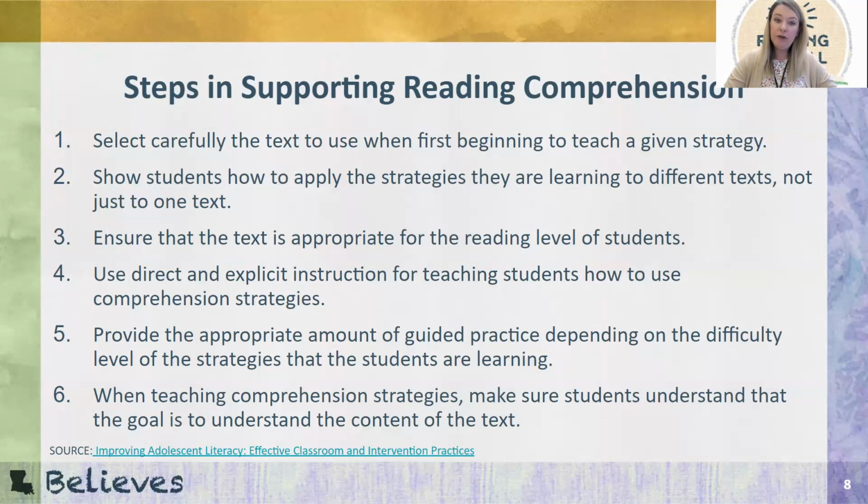But if they're not and they're a little bit lower, consider something on the same topic so you're also building background knowledge at the same time as teaching the strategy. Show students how to apply the strategies they are learning to different texts, not just one text. So for instance, in English language arts, there are going to be times where students read literary text, informational text. In science, there are going to be times that they're reading science journals, lab reports. In social studies, they have primary source documents, secondary source documents.